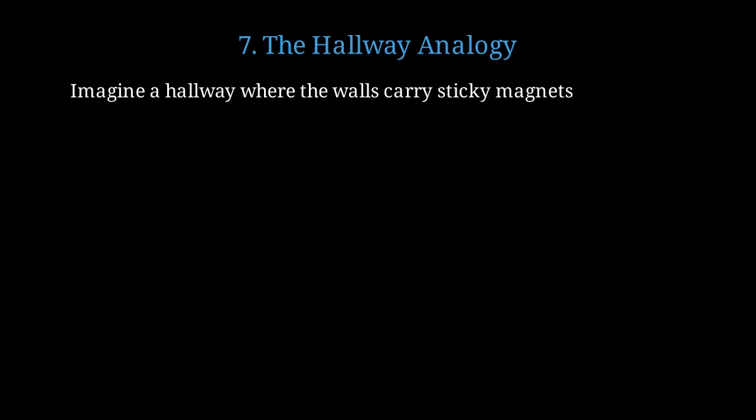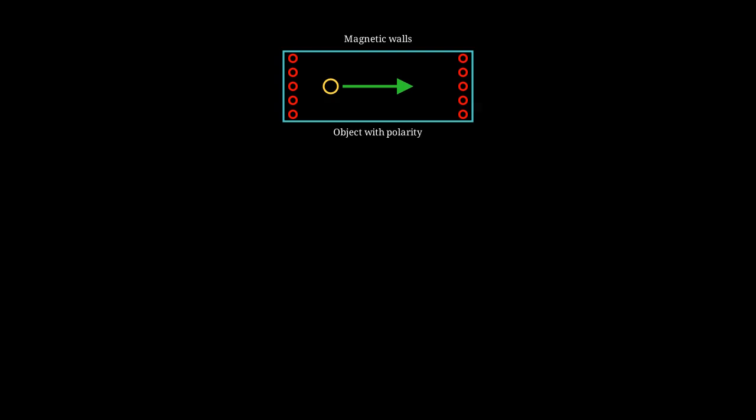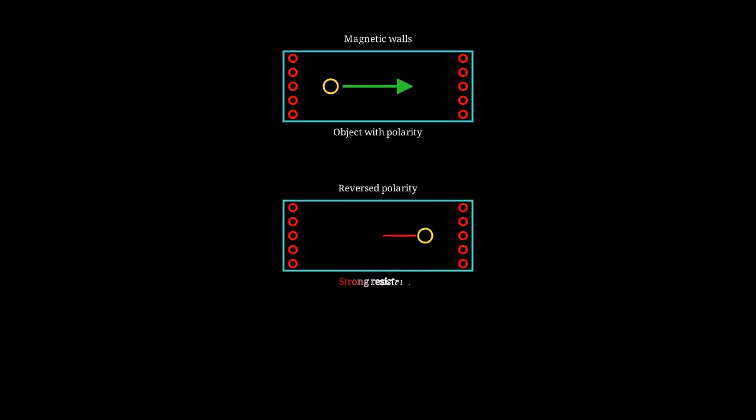Let's use an intuitive analogy to understand this behavior. Imagine walking through a hallway where the walls are covered with sticky magnets. If you carry an object with magnetic polarity that's attracted to the walls, you'll move easily in one direction. But if you try to go the opposite direction, or change the polarity, the magnets strongly resist your movement.